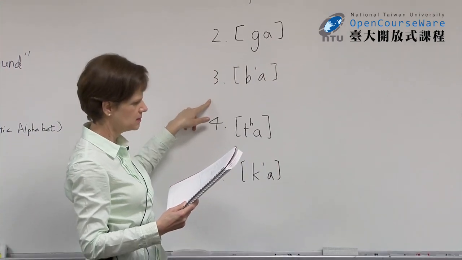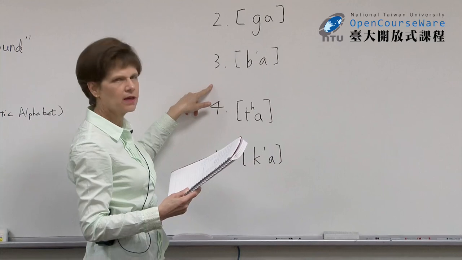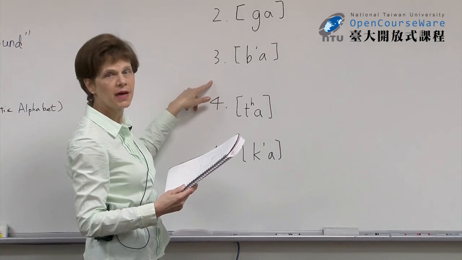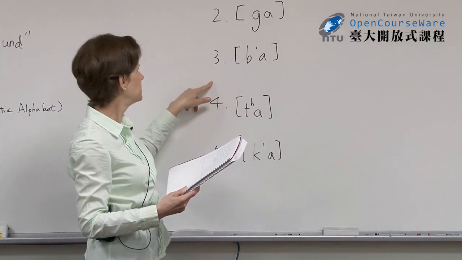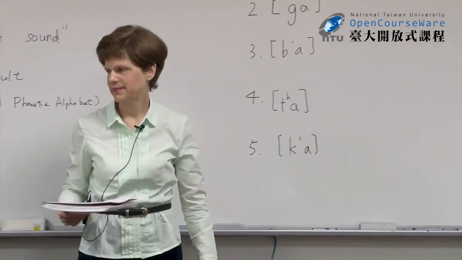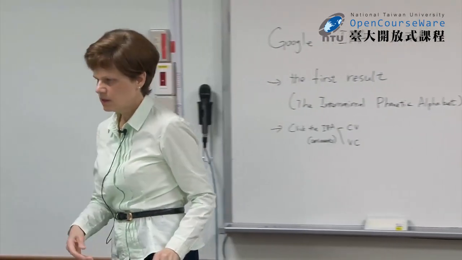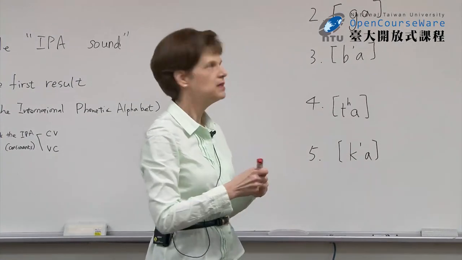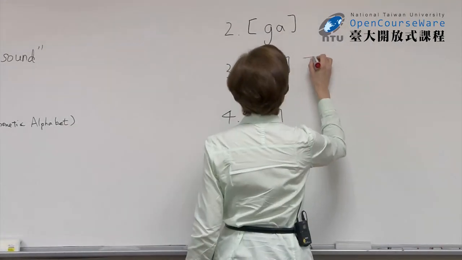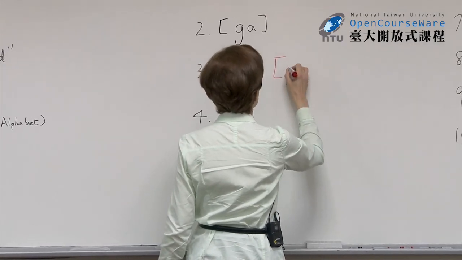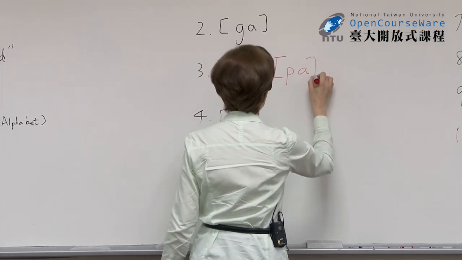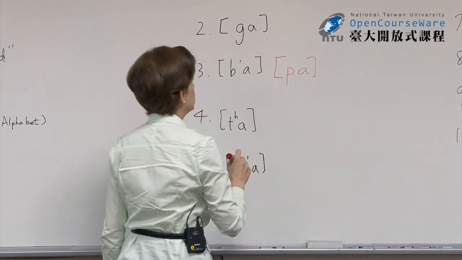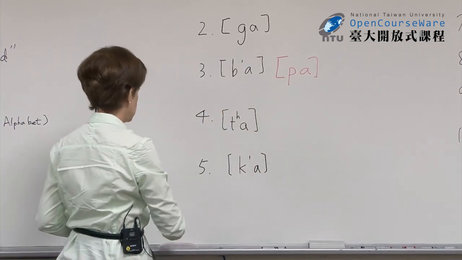3. Ba. 3 is ba. How do we write it? P-A. So number 3, you will know for next time. Ba, it's just like in Chinese, ba ba. Ba ba, just a zika yin. And we write it with P because, sorry, Jerome? It's unaspirated. An unaspirated, unvoiced, or voiceless initial stop bilabial.